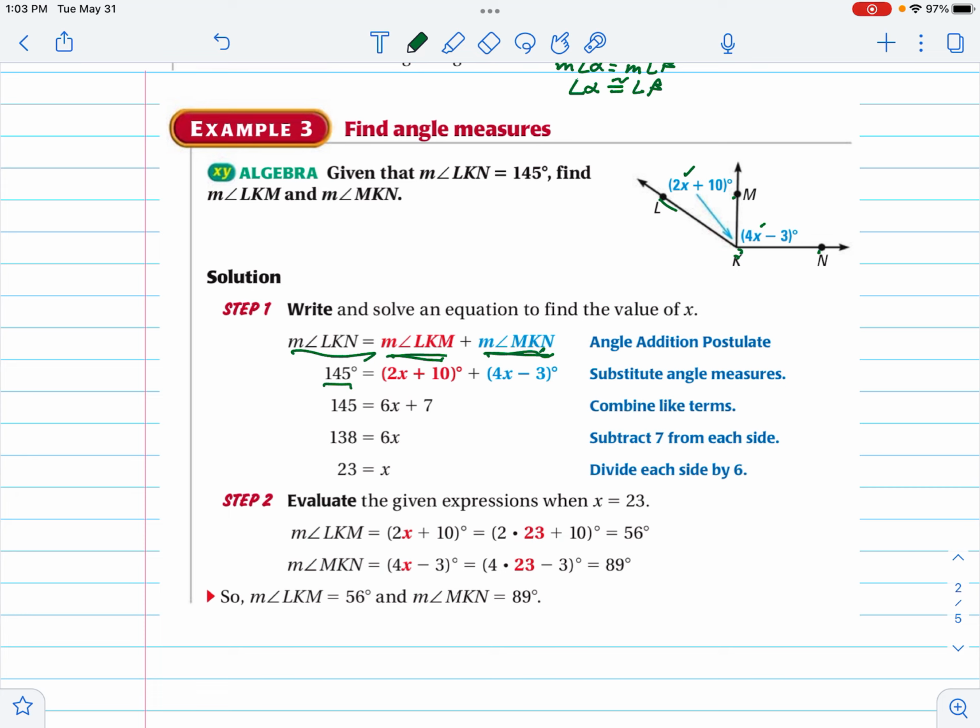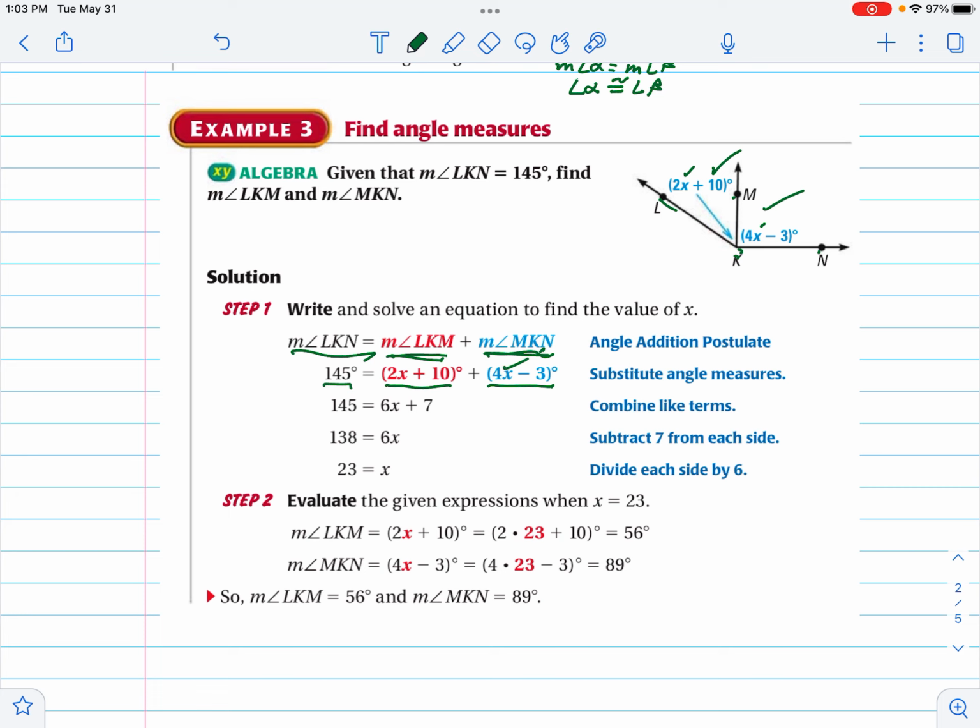The measure of LKM is 2x plus 10. And the measure of NKM is 4x minus 3. So what we want to do is figure out what x is. Okay, so this is just kind of an algebra connection, because we know this big angle, 145 degrees, consists of the measure of the two smaller angles. So we just solve for x.